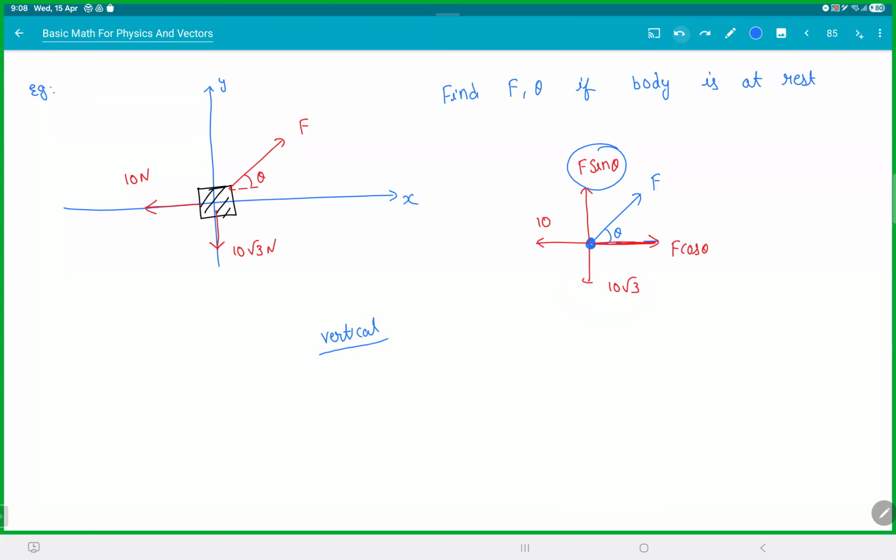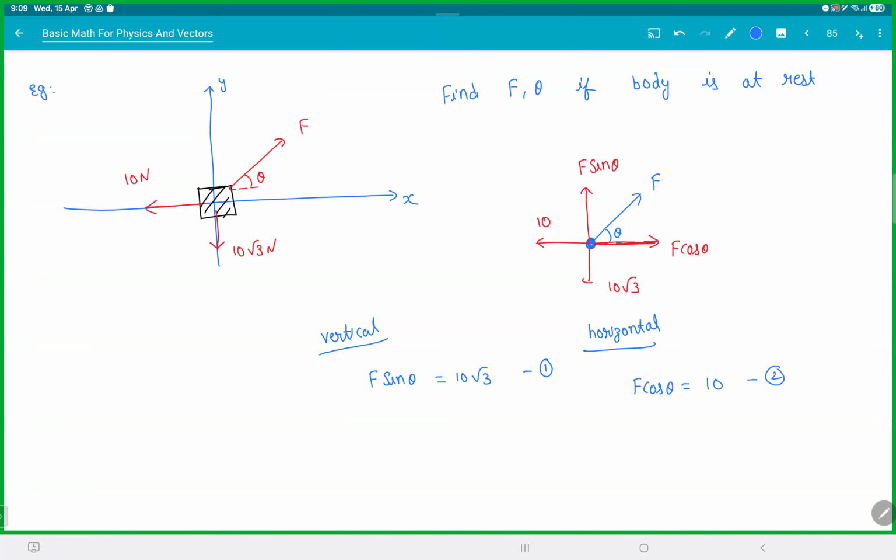Since the body is not moving, shouldn't these two forces be equal? F sin theta should be equal to 10 root 3, or else the body will go up. In the horizontal direction, F cos theta and 10 must be equal. If they're not equal, then the body will go to the right or left. So we got two equations, equation 1 and equation 2.